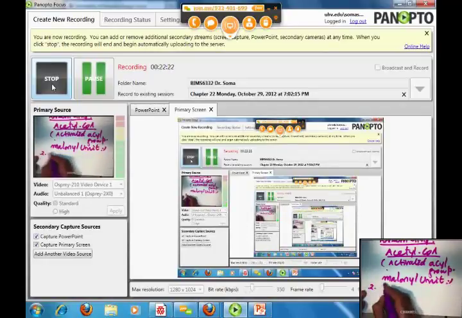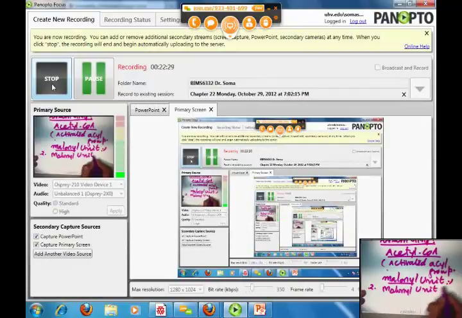Second one: the malonyl unit condenses. The malonyl unit will condense to the acetyl group. See, this acetyl CoA, it condenses.